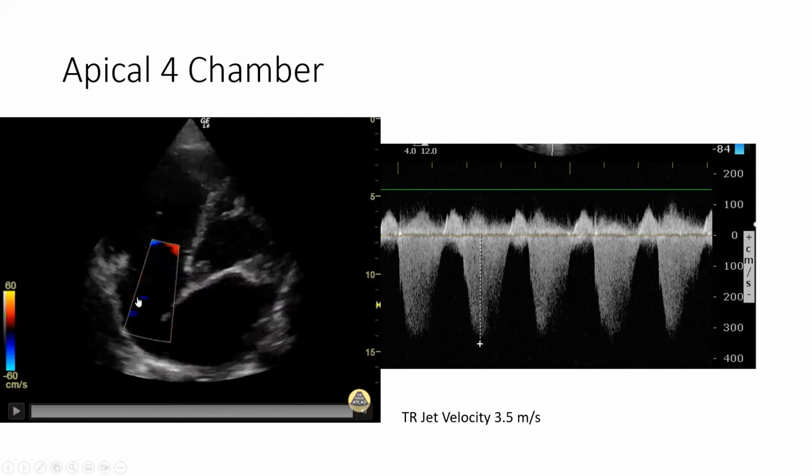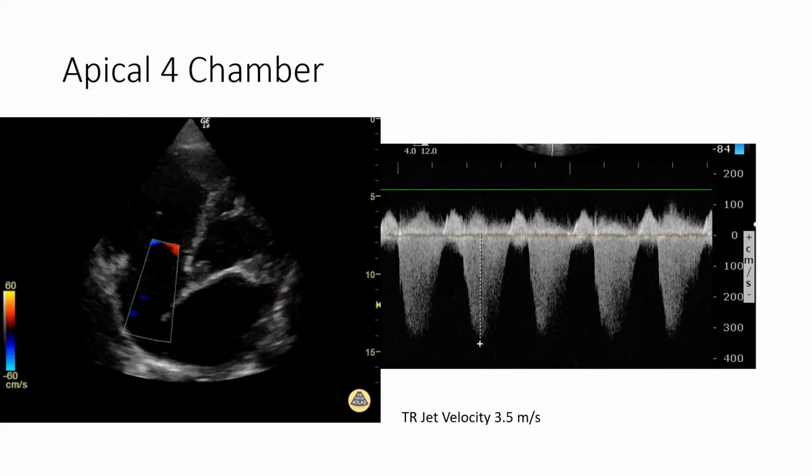So then we can place our continuous wave Doppler in the same spot and get a velocity of the tricuspid regurgitant jet. Again, because the regurgitant flow is going away from the probe, it's going to be a negative deflection from the baseline. So what we're measuring is going to be the portion of this waveform that is below the baseline. So we get 350 centimeters per second. We convert that to meters per second at 3.5. We square that, multiply by 4. That gives us about 50, almost exactly 50.